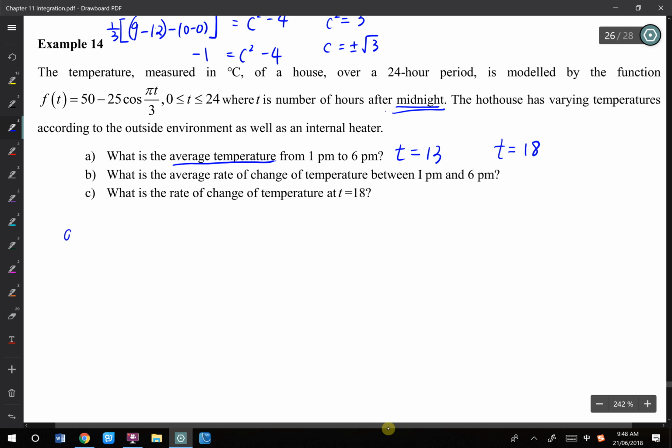So average y value is 1 over 18 minus 13, which is 1 over 5, times the integral from 13 to 18 of 15 minus 25 cosine pi t over 3 dt.